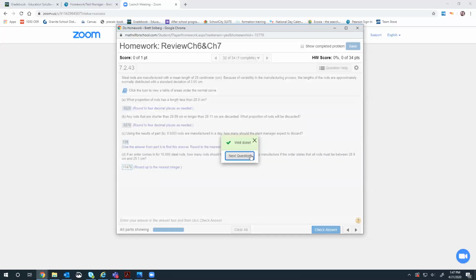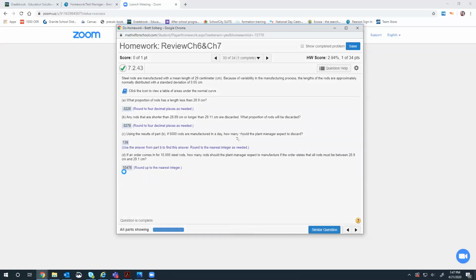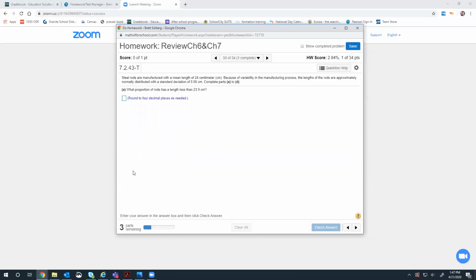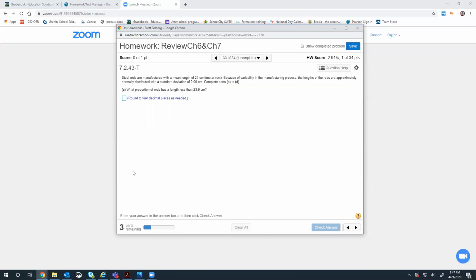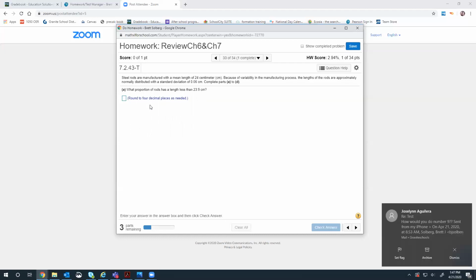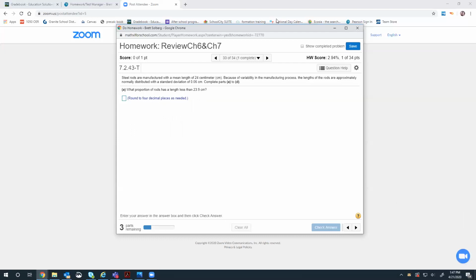Nice. So what that means is that the company is going to have to make that many rods because it knows that some of them are going to be too short or too long and have to be discarded. Okay. All right. So let's come back to this one. It's still the steel rods. This time they're 24, standard deviation 0.06. I think this should be very similar to what we did. So if you are still getting stuck, let me know, but I hope that works.